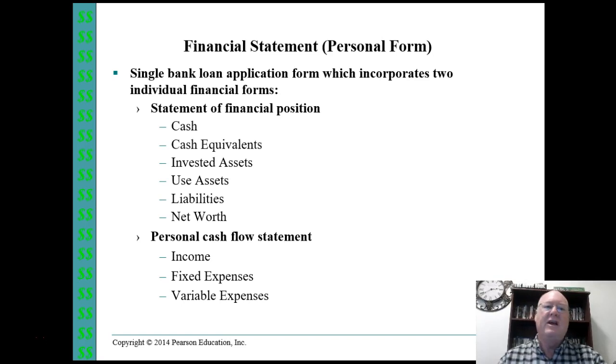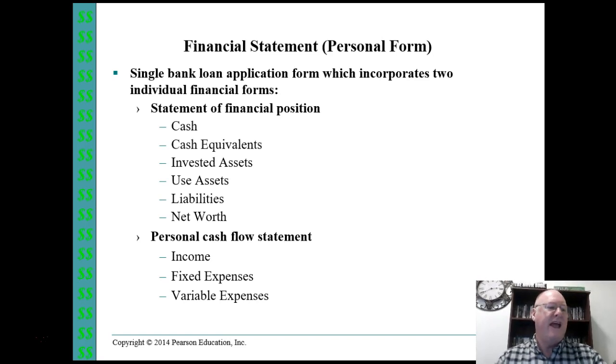But that'll have cash equivalents, whatever invested assets you may have, what the text is referring to as use assets, but I prefer the term fixed assets, liabilities, and your personal net worth. They'll also be looking for a personal cash flow statement, which includes your income and your fixed expenses and your variable expenses.